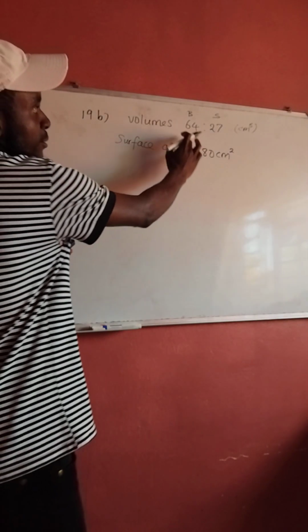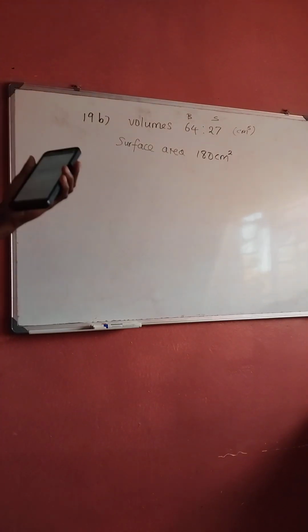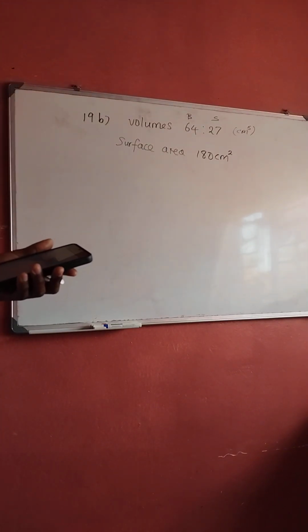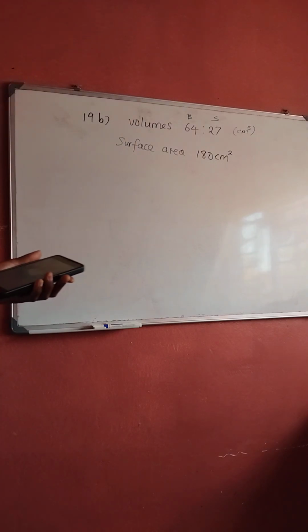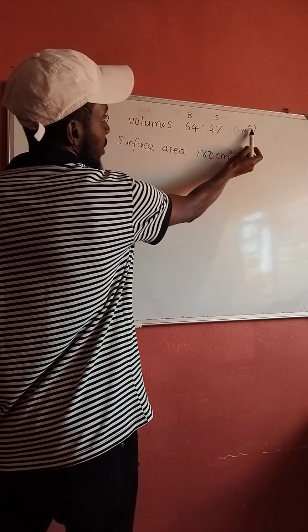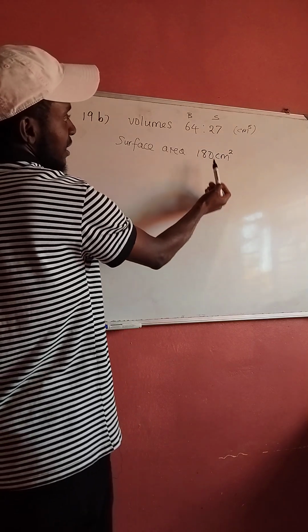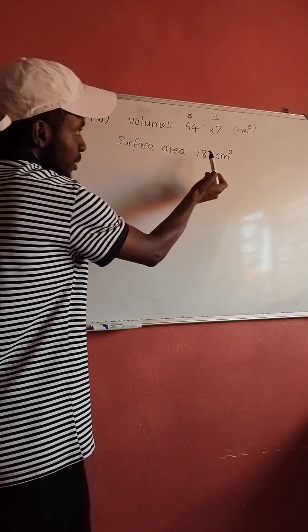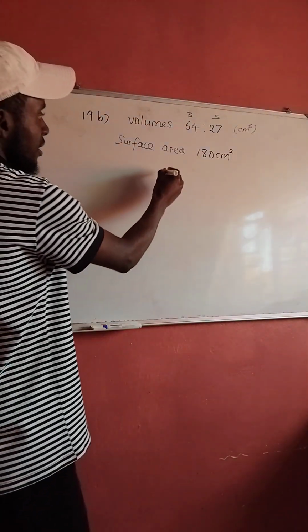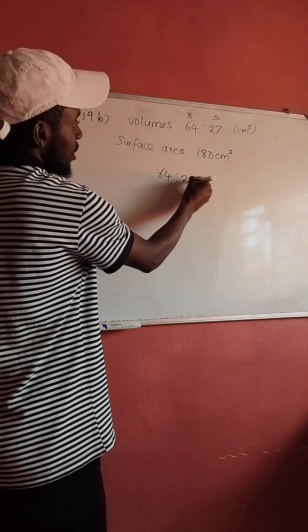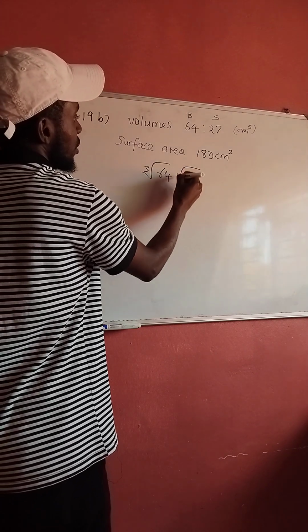So going with the information we've been given, which is the ratio 64 to 27, we need to have the ratio of their surface areas. So we need to get rid of the power 3 here. We need to have a power 2, okay? Because we're looking at surface area and this is volume. So what we can do is take the cubic root of 64 and 27.